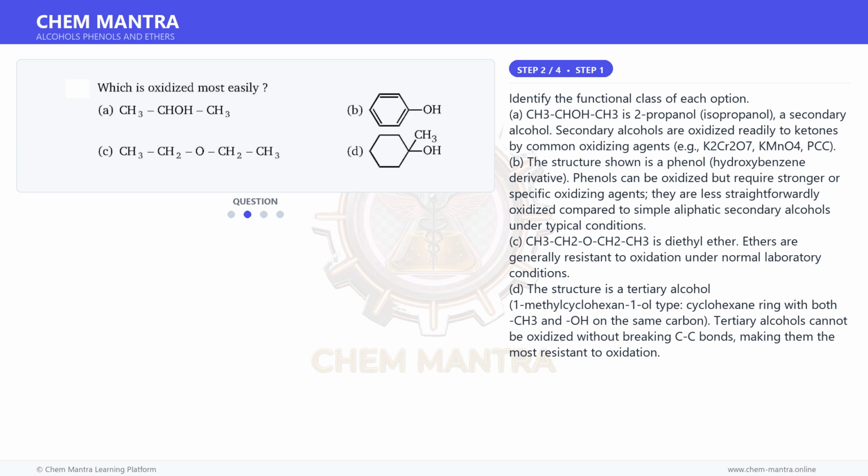C. CH3CH2OCH2CH3 is diethyl ether. Ethers are generally resistant to oxidation under normal laboratory conditions.